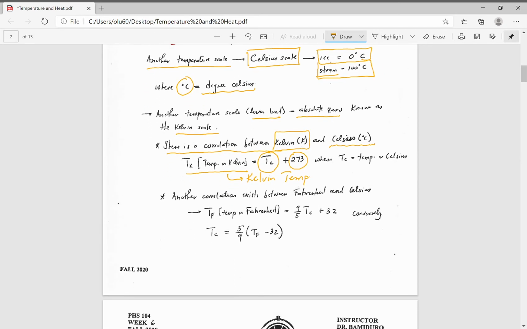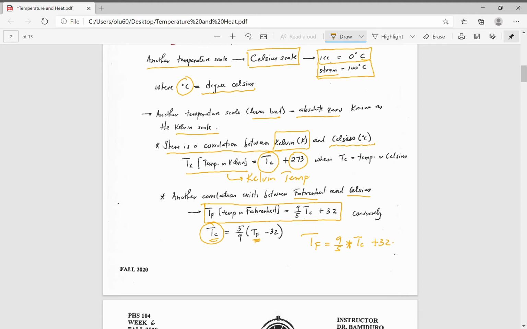Now, the correlation between Fahrenheit and Celsius is itemized here, whereby the temperature in Fahrenheit is nothing more than 9/5 times the temperature in Celsius plus 32. Okay. Now, if you want to go the other way, whereby you want to solve for the temperature in Celsius, it will be 5/9 times the temperature in Fahrenheit minus 32.